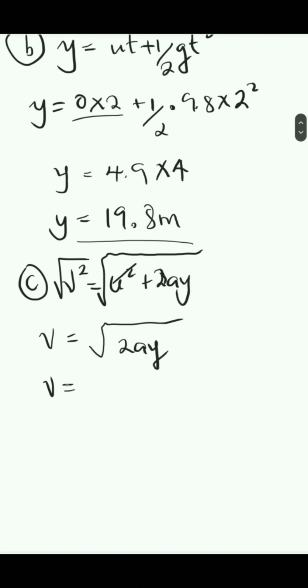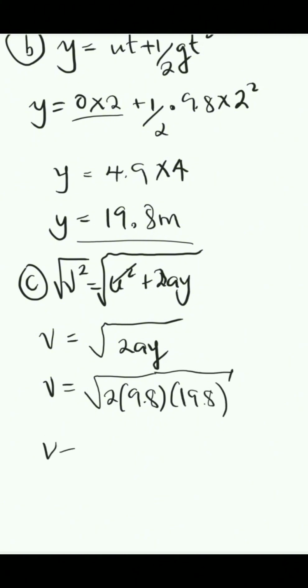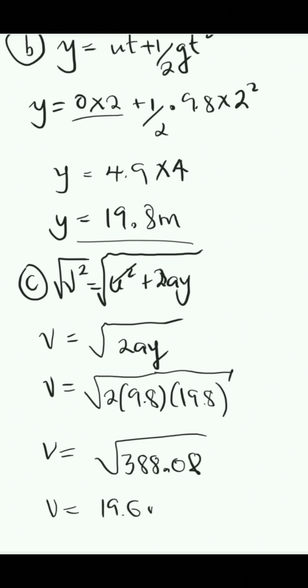So we now have v to be equal to the square root of 2 times 9.8, acceleration, then times 19.6, the displacement just obtained in y. So this gives us, upon multiplying, sorry, not 19.6, but 388.08 under the root. Then when you square root this value, we'll get v to be equal to 19.6 meters per second.